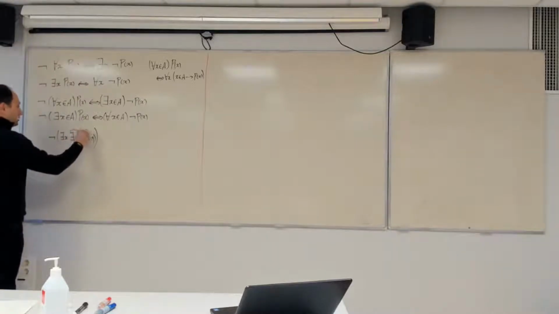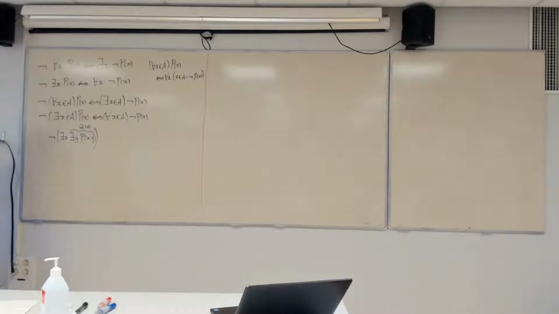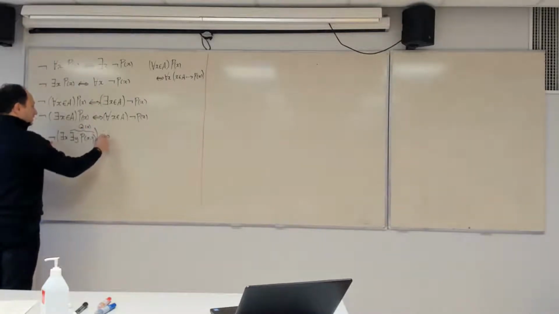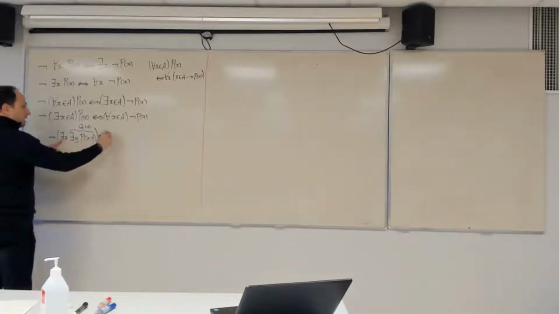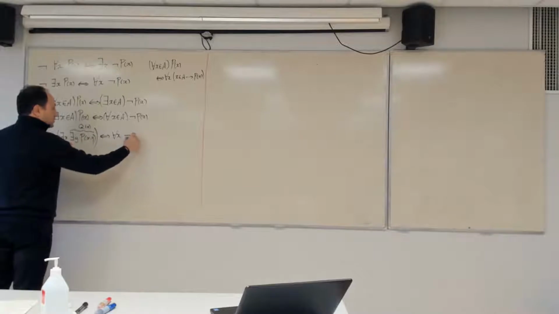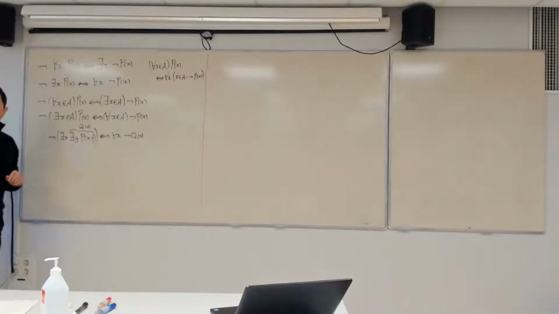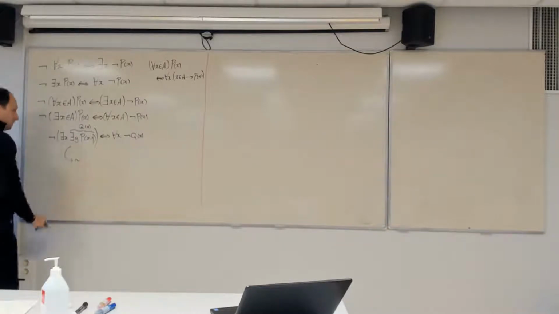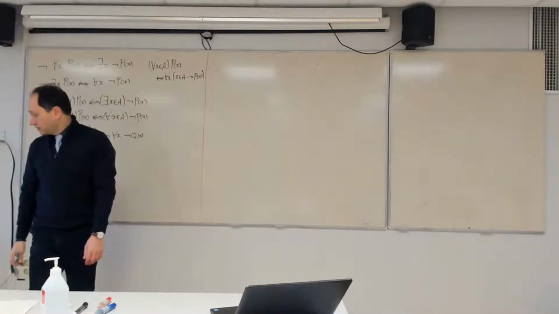You can take this one to be a Q of x, yes? And then you can imagine that using this rule, you can write that this is equivalent to changing this one to a universal quantifier and negating your Q(x). Yes? But this is your Q(x). So if I ask you what is the negation of Q(x)?